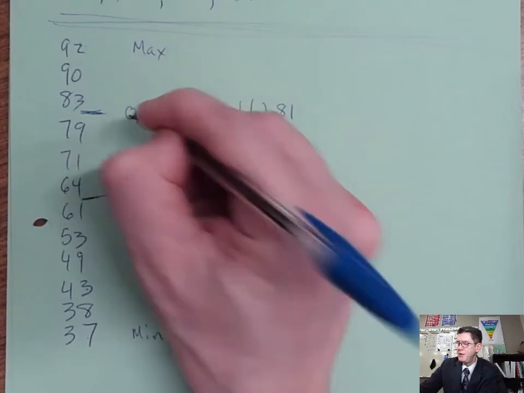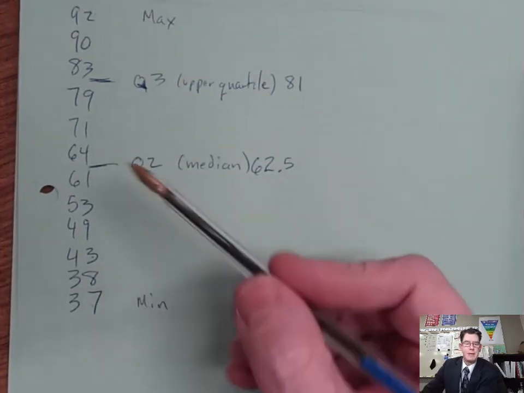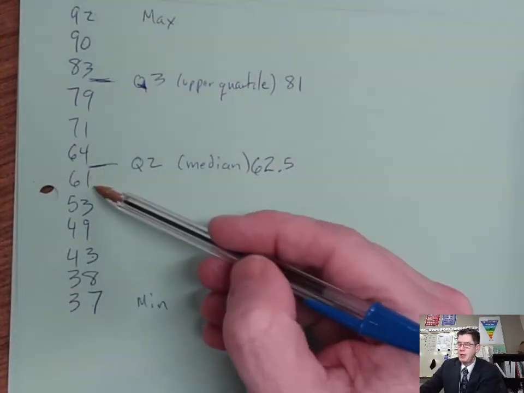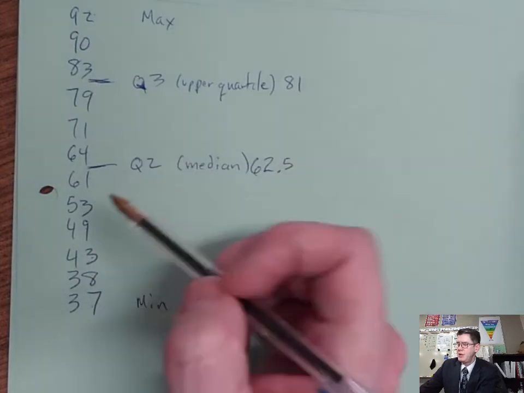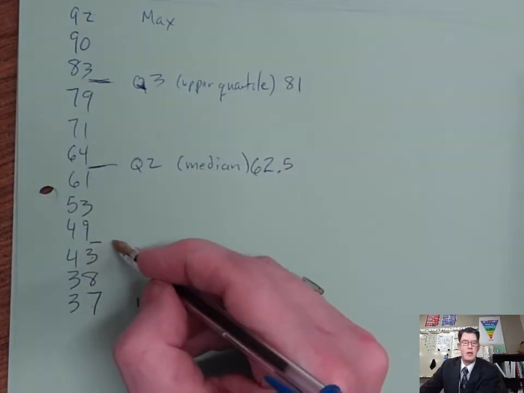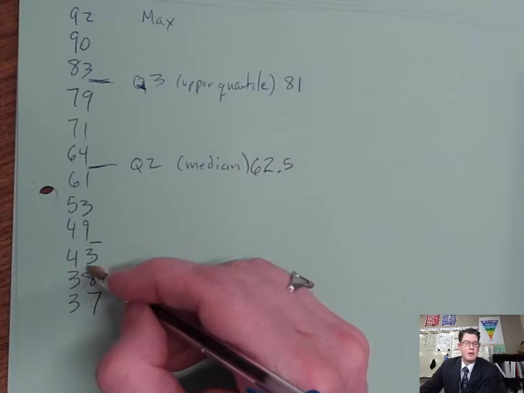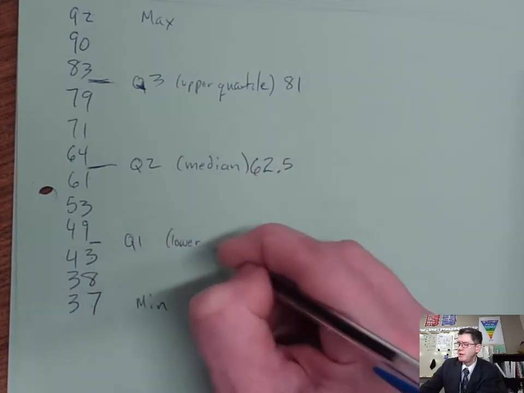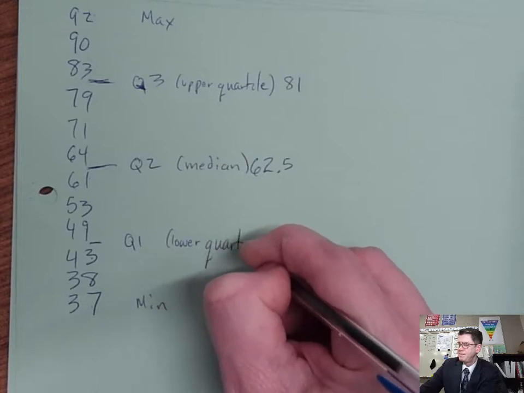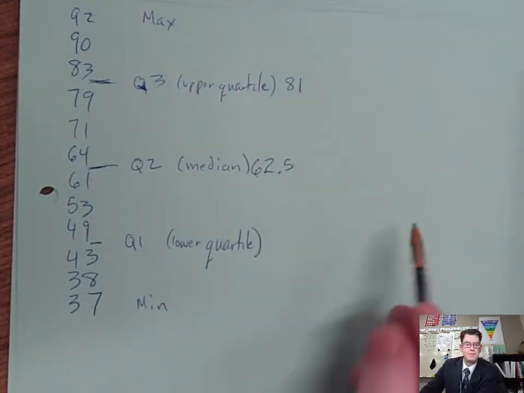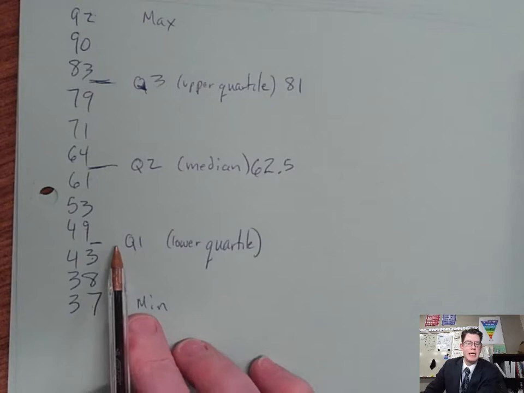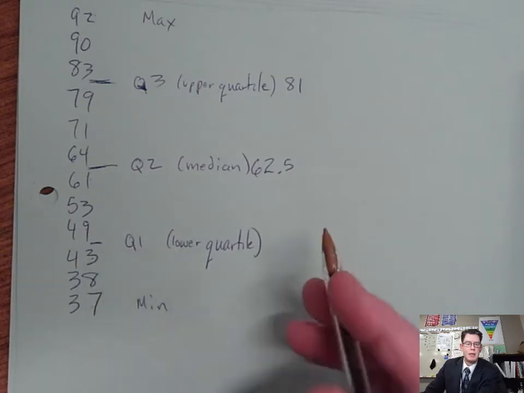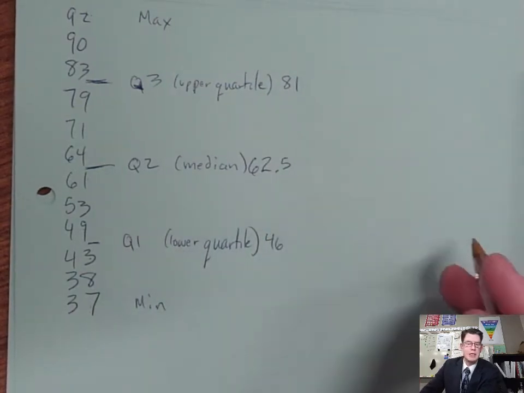And then I do the same thing down here. I've got these 6 numbers. So 1, 2, 3, 1, 2, 3. So it's in between this 49 and 43. I do the same process with my calculator. I get Q1, the lower quartile. That ends up being, calculator gives me 46.